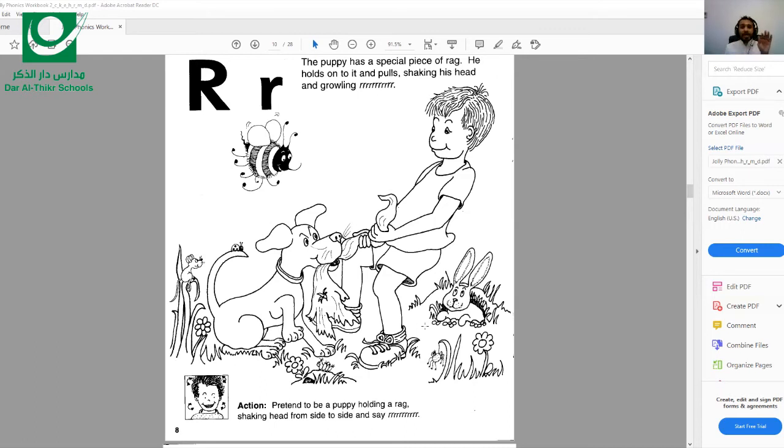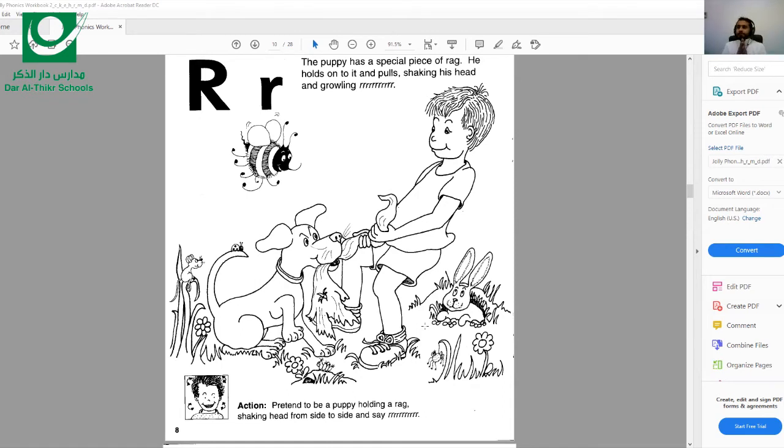Last picture. Okay, this is the last picture. What is the boy doing? Yeah, run, run, run. And the first letter of the word run is R. And the sound of the letter R is R, R, run, run.